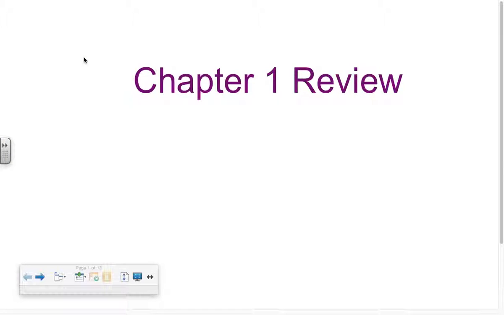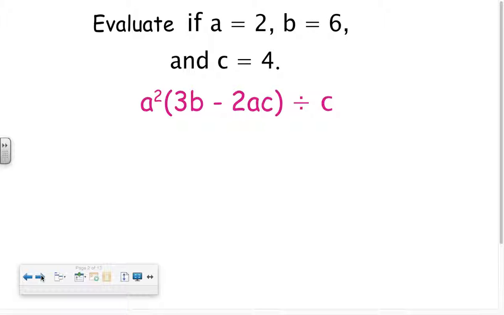Chapter 1 Test Review. For each one of these problems, you're going to want to copy down the problem on your paper, solve it on your own, and then you'll watch me solve it afterwards to see if you got it correct. First one, evaluate if A equals 2, B equals 6, and C equals 4. A squared times (3B minus 2AC) divided by C.